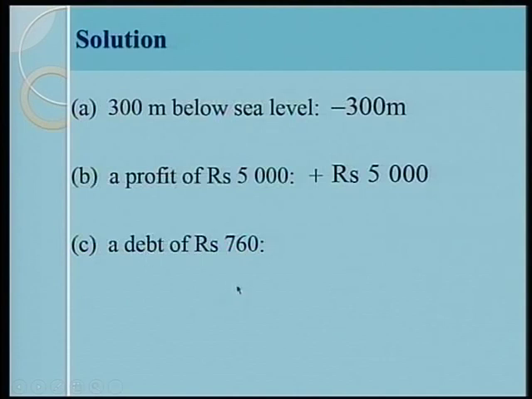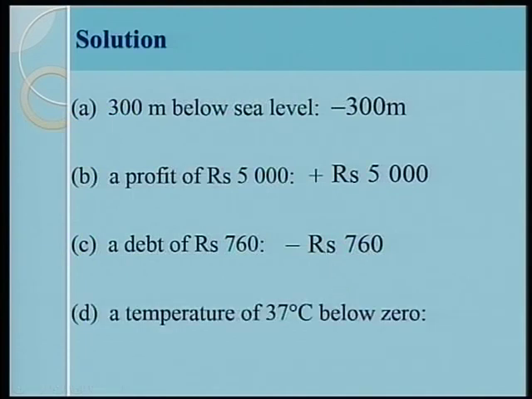We have a look at part C. A debt of 760 rupees. A debt means a loss, and losses are denoted by negative, so the answer is -760 rupees. A temperature of 37 degrees Celsius below zero. Below zero means negative, therefore the answer will be -37 degrees Celsius.